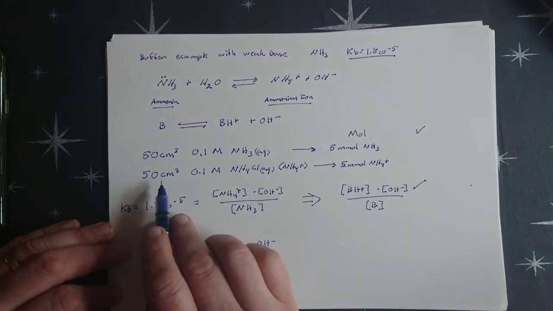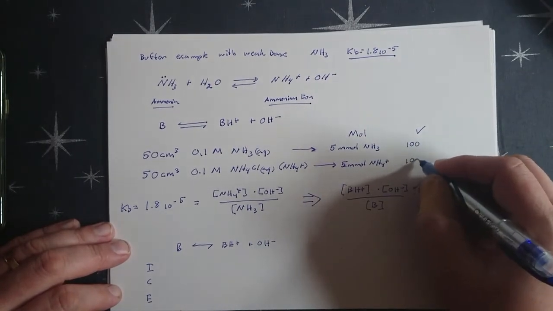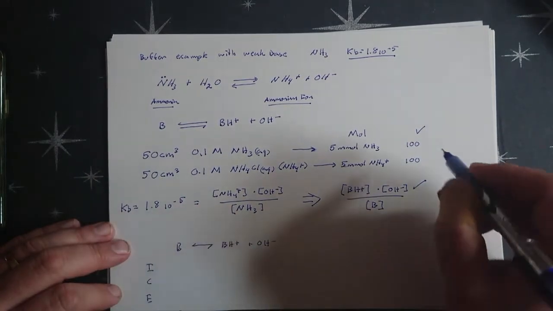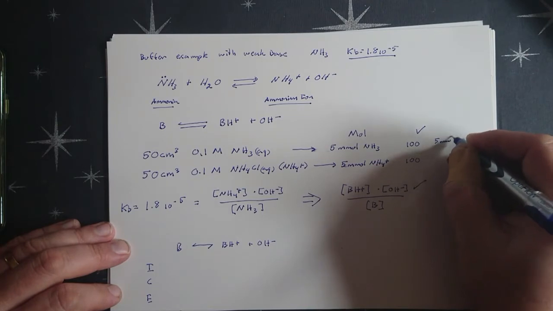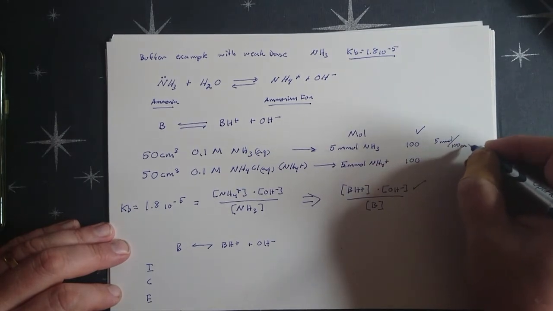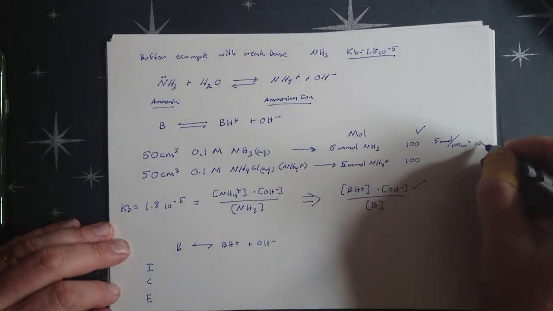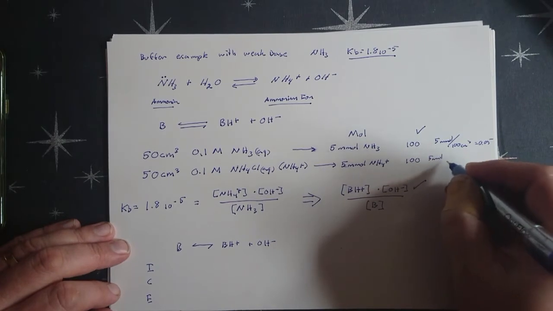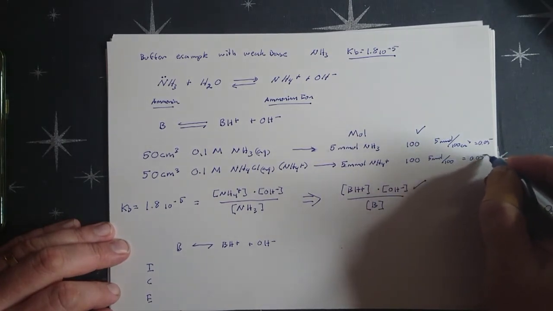Well, our total volume is 100 and 100 here, because we've mixed these. So now we realize that this is 5 millimole over 100 cubic centimeters. So 5 divided by 0.05, and 5 millimole divided by 100 is equal to 0.05.